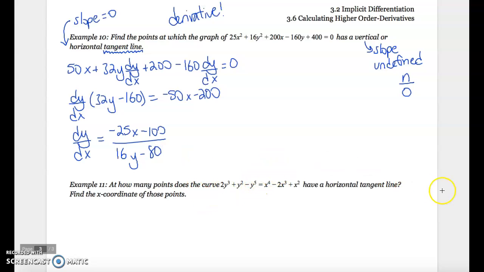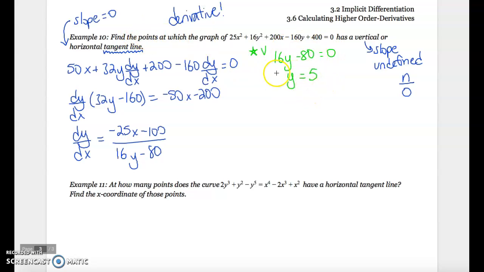All right, so let's do it. We're going to figure out the points where this happens. So let's first look at vertical tangent lines first. For vertical, we're going to set the denominator of our derivative, our slope, equal to 0. So 16y minus 80 equals 0. And then we'll figure out what y value would make that true. 80 divided by 16 is 5. So when my y value is 5, then I would have a vertical tangent line.